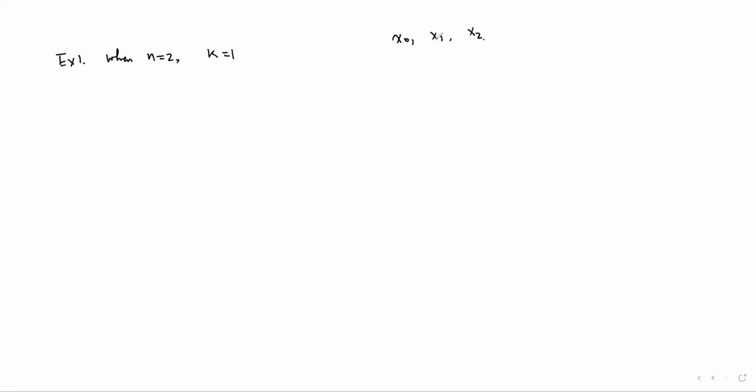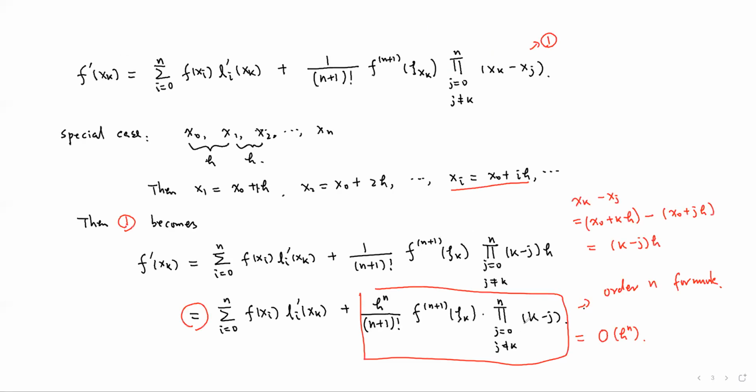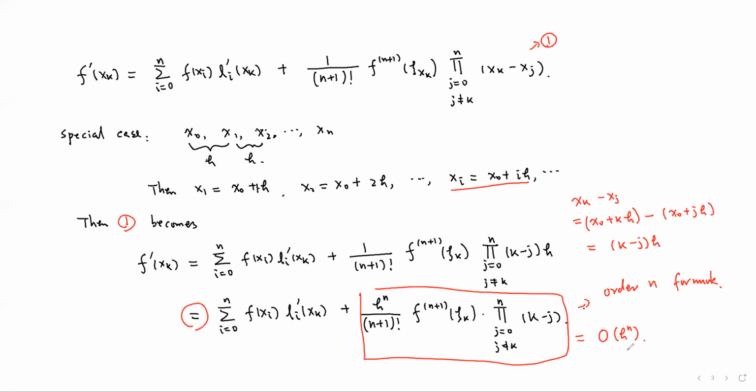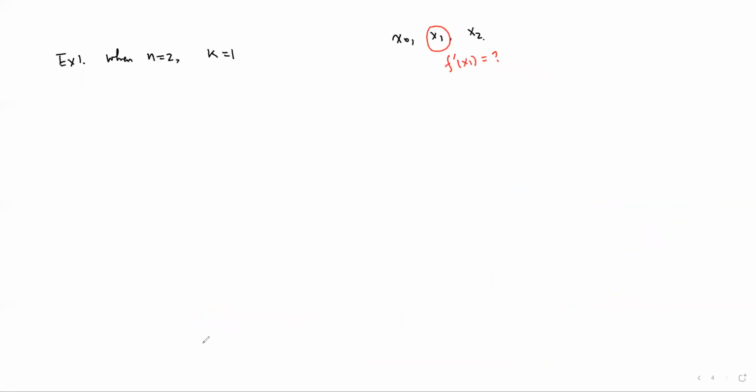Now suppose we want to evaluate the derivative at the middle node. We want to find the derivative at x1. Then by this formula, in this case, let me simplify this formula. Let me name this equation 2. Then in this case, what is equation 2?